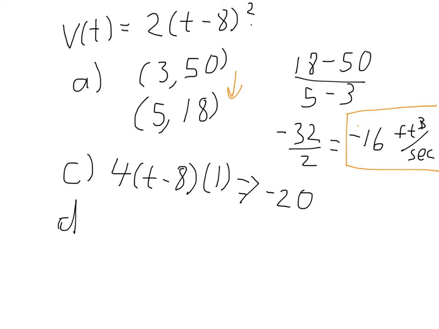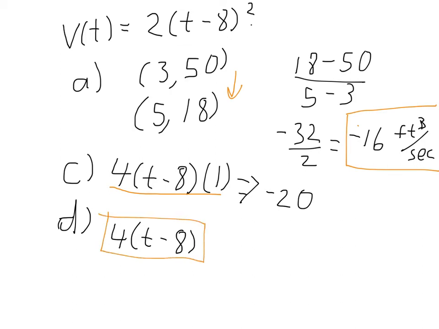Lastly, part D. Part D says, what's the instantaneous rate of change at any time? Well, that's ironically, or coincidentally, exactly what we got in part C. Our instantaneous rate of change at any point in time is going to be 4 times (t minus 8) times 1. Of course, when we simplify it, we will never write times 1 because that's silly. Moving along.